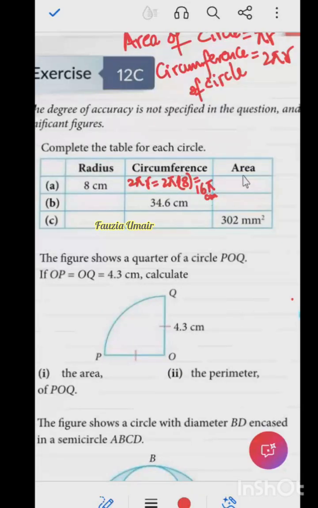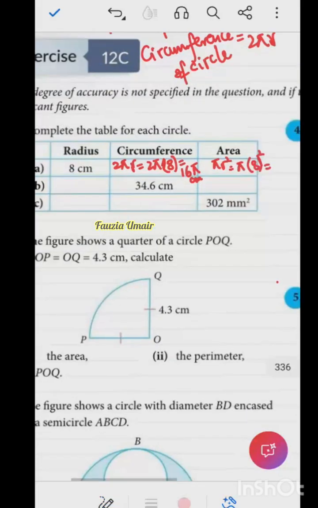So what would be the answer? 8 square is, so how much would be the answer? How much? 64 pi. Okay, so we will not put value of pi and we will not find the answer. Okay, we will keep pi in the answer so that the calculations remain simpler. So now because this is area, the unit is centimeter square, right? So you can avoid putting the value of pi in the formula, so you do that.